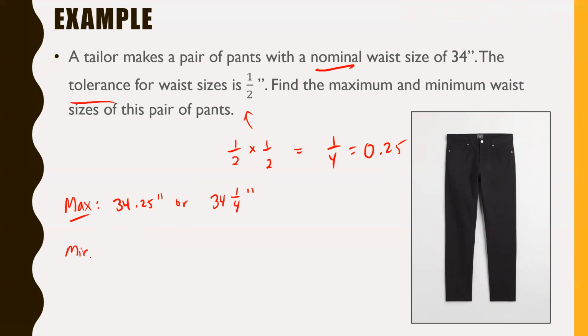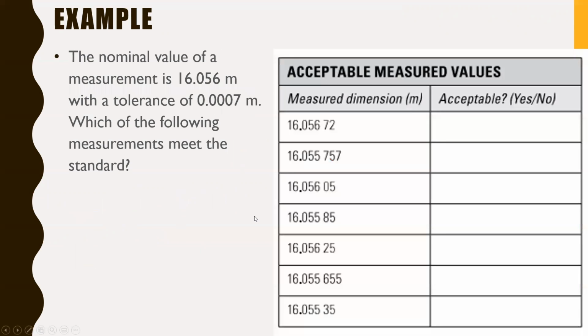Our minimum is where we take our nominal and we go down by 1/2 our tolerance. So if we go 34 minus 0.25, that gives me 33.75 inches. Or if you prefer as a fraction, notice it would be 33 3/4. So 33 3/4 inches. Either way works, whatever floats your boat, go for it.